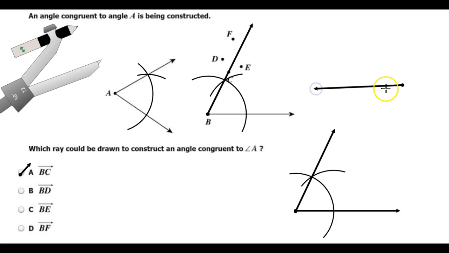Sometimes when you copy an angle, it might open up to the left instead of to the right. So we could have copied this angle so it opened up this way as well. Just be aware of that, because the test could ask you to copy an angle and it's opening up in a different direction. The main thing is, is this angle measure the same as this angle measure right there? If it is, then you've done the construction correctly.